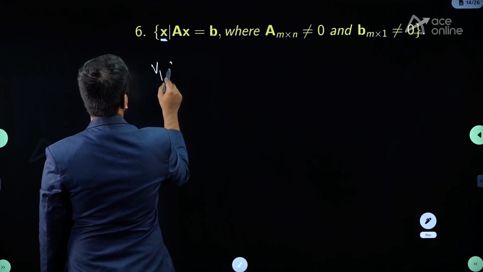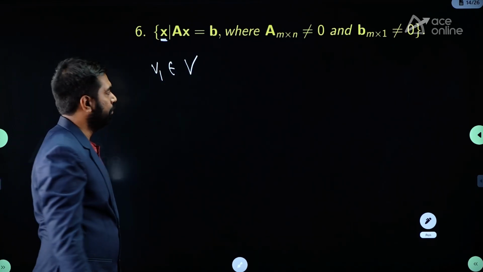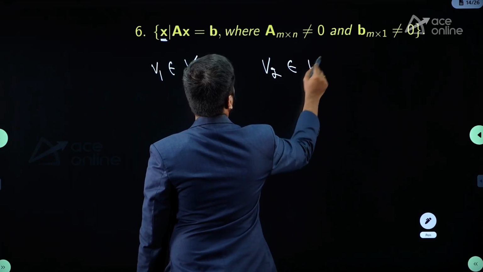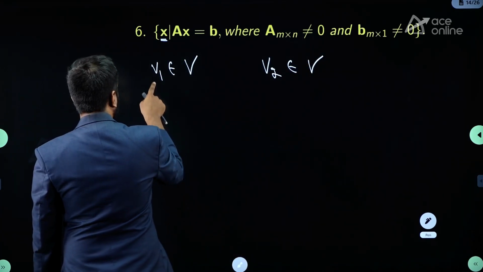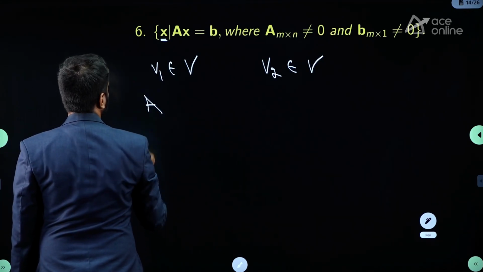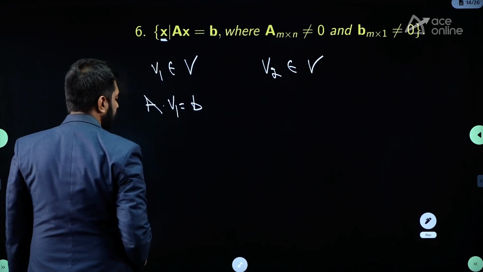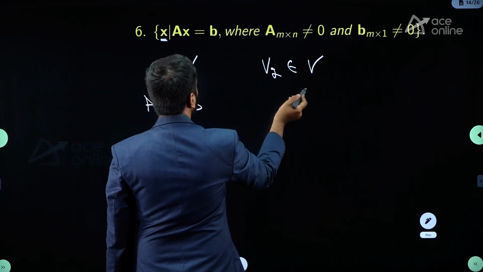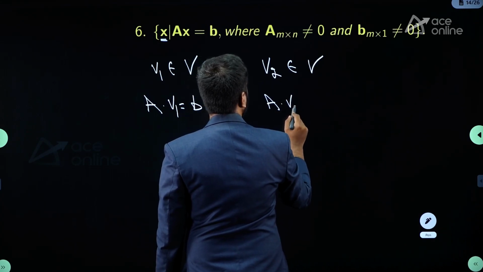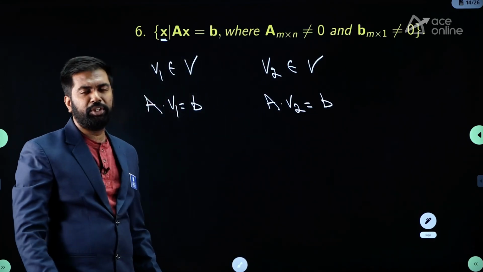Let's say V1 belongs to the given set called V, meaning V1 is a solution. Let's also say that V2 also belongs to the given set. Now, when you say V1 belongs to the given set, then it has to satisfy this condition: A into V1 must give you B. Same way, when you say V2 is a part of the given set, then it has to satisfy this. A into V2 should give you what? B. This is the information we have.